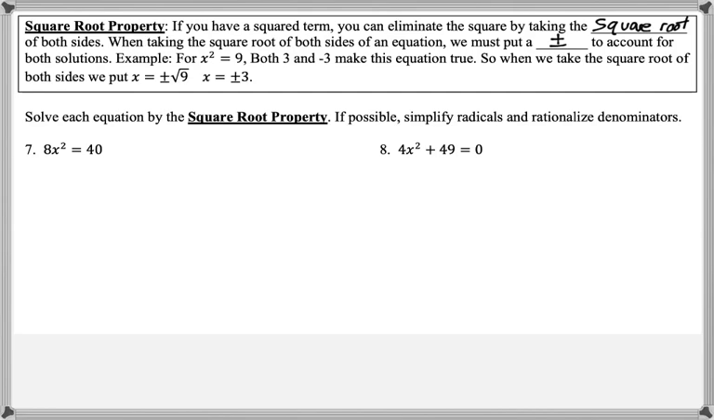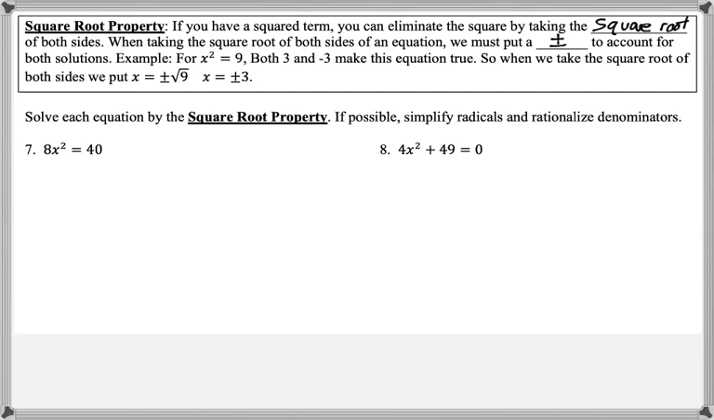So for example, if you have the equation x squared is equal to 9, both positive 3 and negative 3 make this equation true, because 3 squared is 9 and negative 3 squared is also 9, because a negative times a negative is a positive. So when we take the square root of both sides, we put x is equal to plus or minus the square root of 9, which is equal to plus or minus 3.